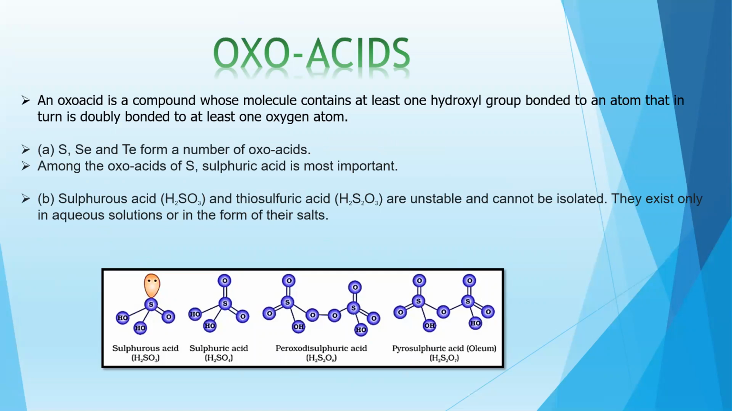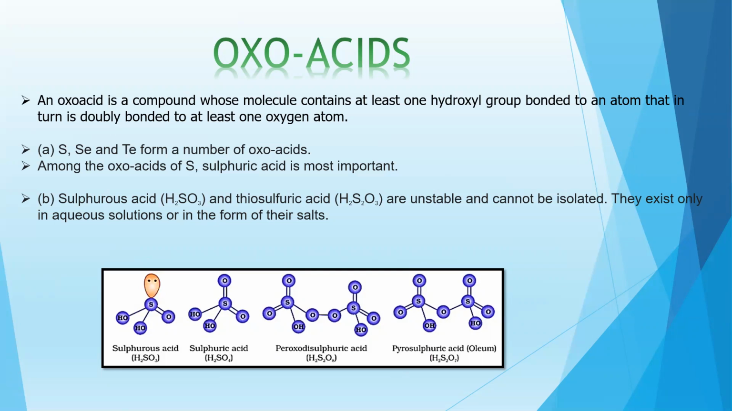Oxoacids. What are oxoacids? An oxoacid is a compound whose molecule contains at least one hydroxyl group bonded to an atom that in turn is doubly bonded to at least one oxygen atom. Here are a few examples given to understand in a better way what oxoacids are.